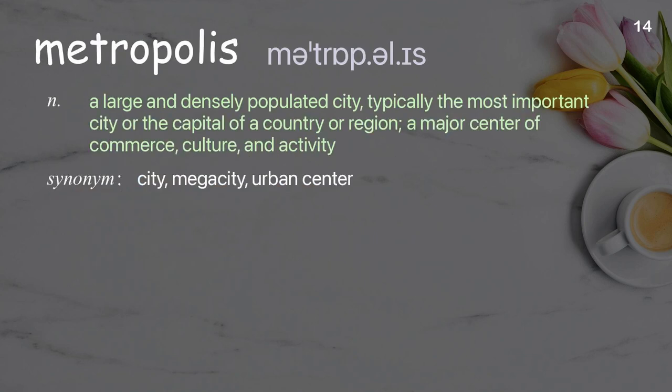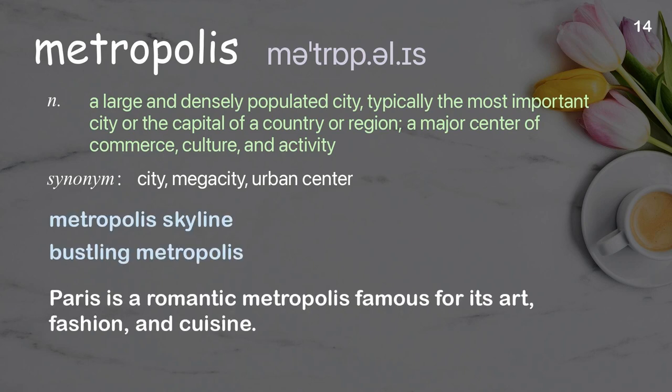Metropolis. A large and densely populated city, typically the most important city or the capital of a country or region; a major center of commerce, culture, and activity. Examples: metropolis skyline, bustling metropolis. Paris is a romantic metropolis famous for its art, fashion, and cuisine.